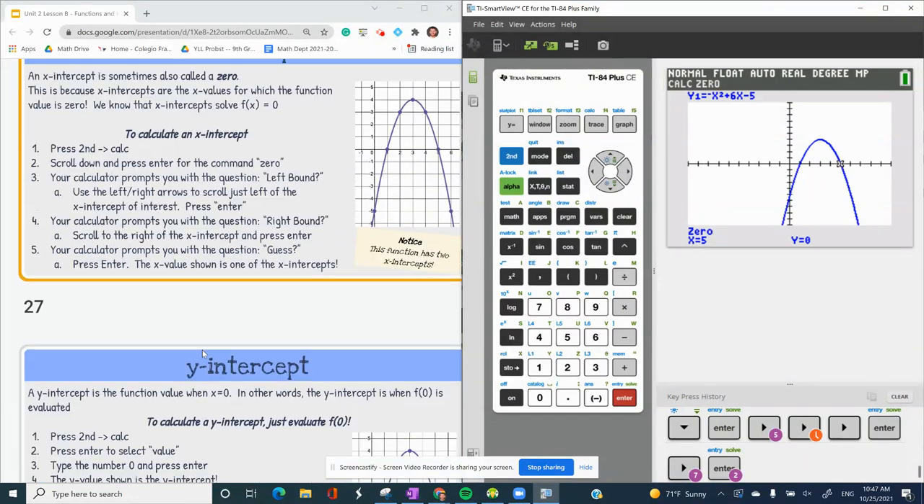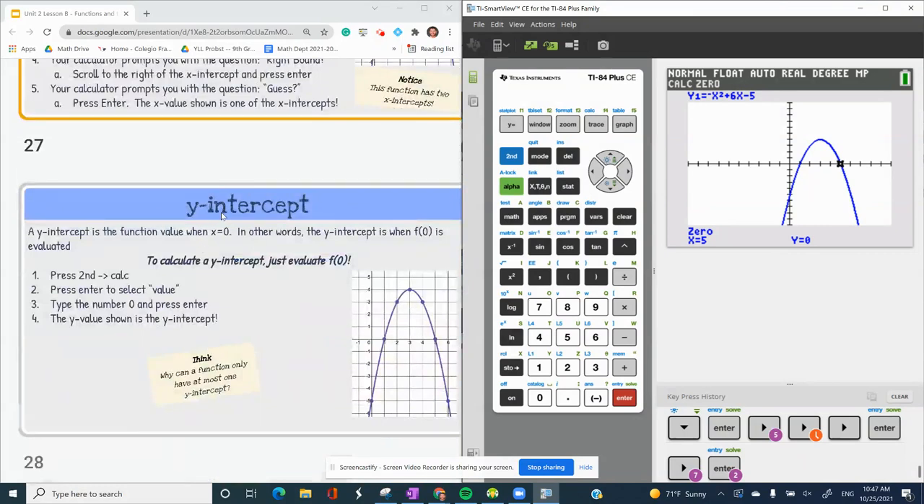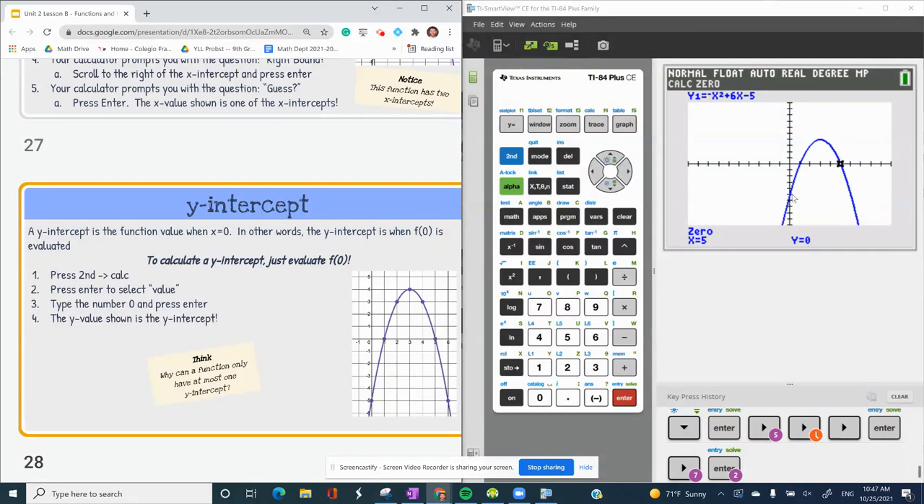Great. The final skill is going to be the y-intercept. The y-intercept is a value when x equals 0. In other words, the y-intercept is f of 0. So we can either do second calc and select value and do 0, or in this particular graph, it's very easy to see that our y-intercept is simply -5, but we can evaluate x equals 0 to get the y-intercept as well. You want to have that memorized. Y-intercepts are where x equals 0.